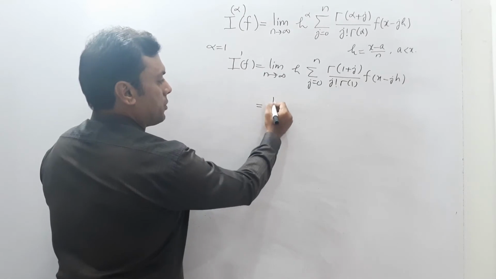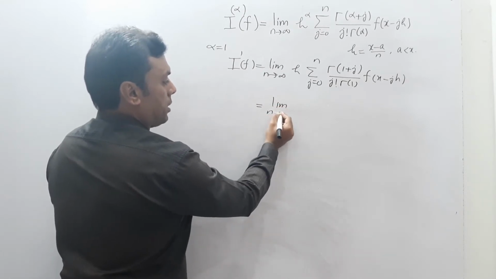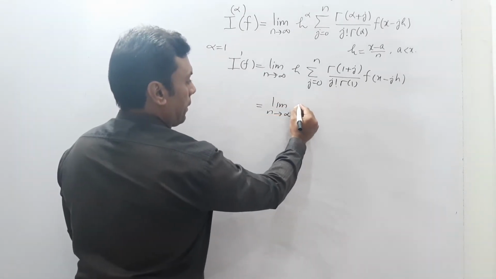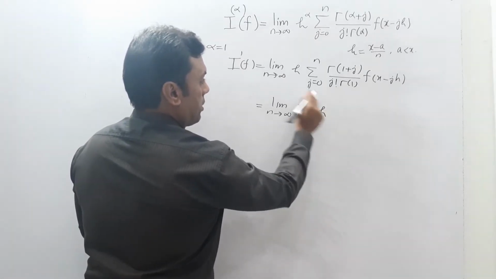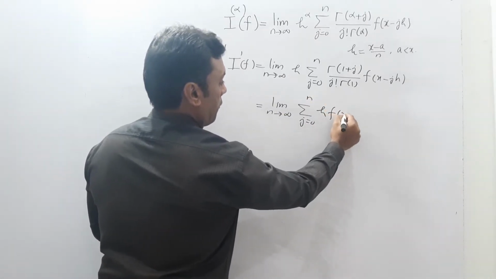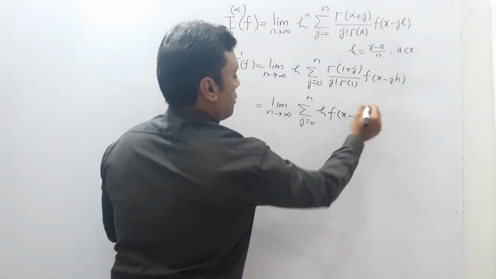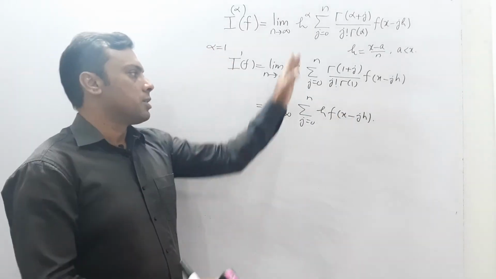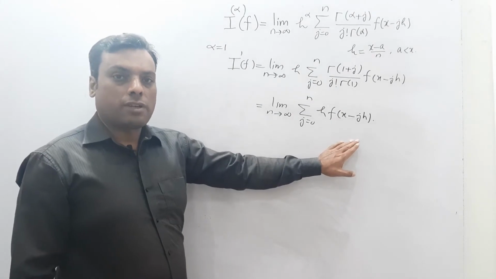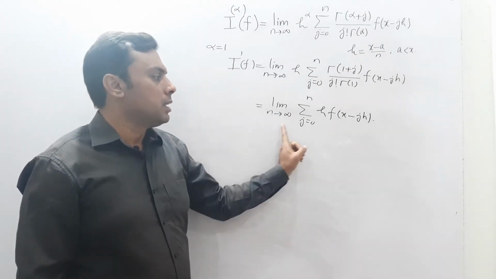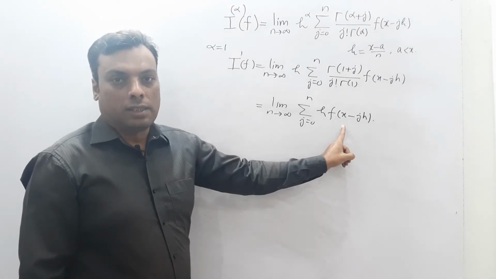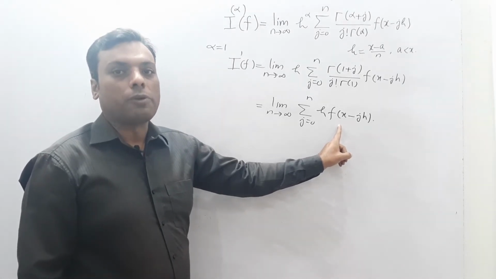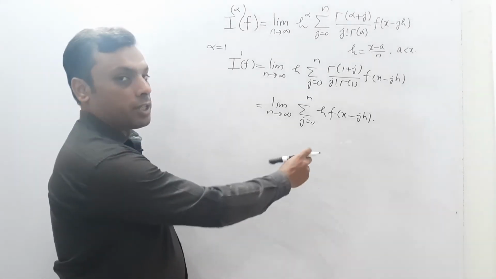So it becomes limit n tends to infinity, summation j equals 0 to n, h times f of x minus jh. This is a simpler form, and this is a famous form. If you remember, this is the definition of the Riemann integral. To know more about the Riemann integral, just see here.